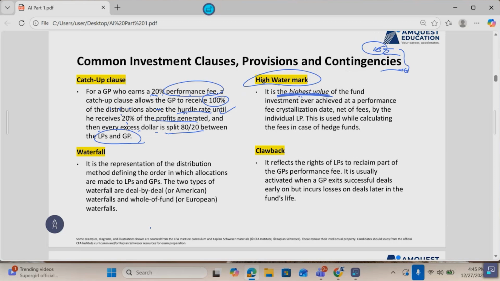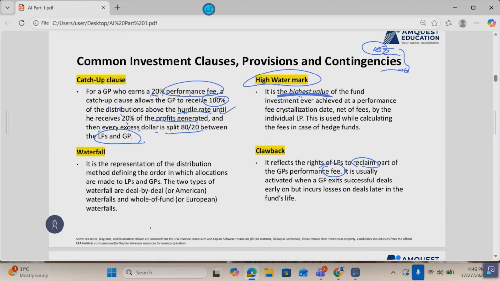Clawback, very easy. Clawback is simple. If I paid your bonus, I should be allowed to claw it back from you if you violate some conditions. It's the right to reclaim part of the fees. Clawback obviously is the important portion to make sure that people do not leave and run away from the company within a year. So that's clawback. Now, what is waterfall?